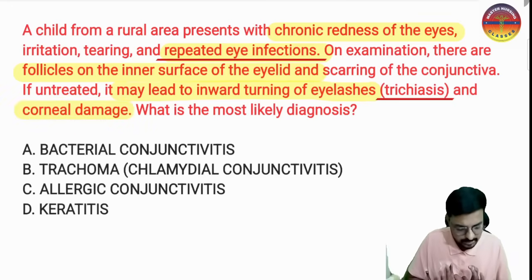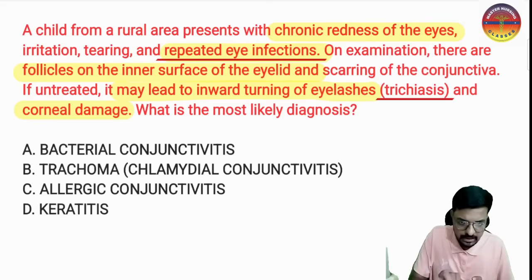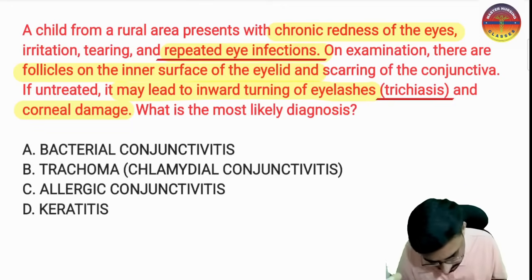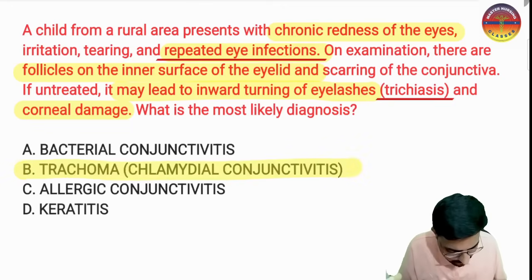You tell me. The very simple thing is repeated eye infection happening with trichiasis. This is the clue here: repeated eye infection, follicles on the inner surface of the eyelid, and trichiasis. So what is your answer? The answer is trachoma, or chlamydial conjunctivitis.